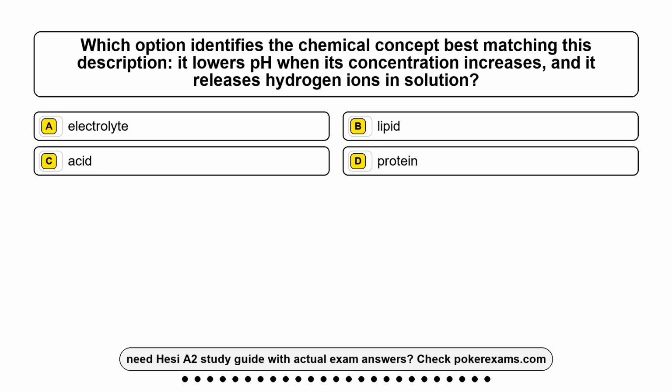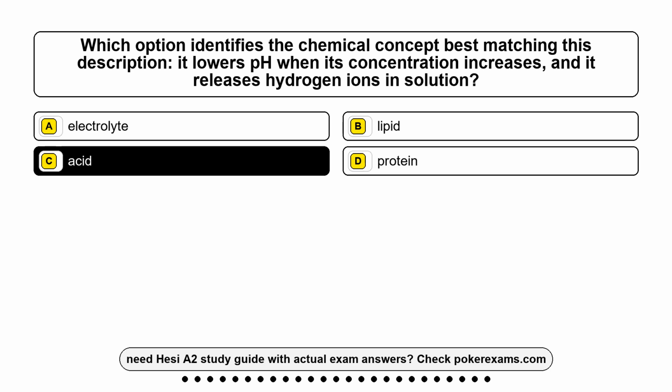Question 24. Which option identifies the chemical concept best matching this description? It lowers pH when its concentration increases, and it releases hydrogen ions in solution. Option A, electrolyte. Option B, lipid. Option C, acid. Option D, protein. The correct answer is option C, acid.